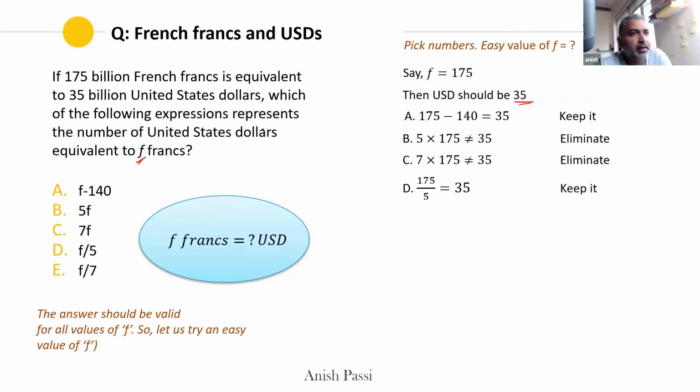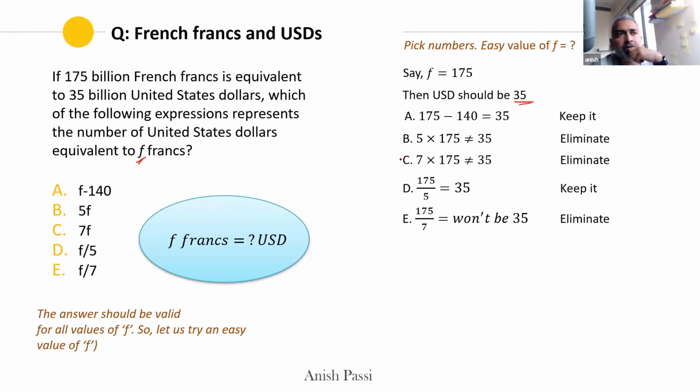This works. Now, I'll keep this one, right? It doesn't mean D is correct. I'll keep it. What about E? I won't even calculate it because if 175 by 5 is 35, 175 by 7 will be smaller than 35. Anyway, I don't care what it is. I needed 35. I know here I won't get 35. So gone. 3 answer choices gone, 2 left.